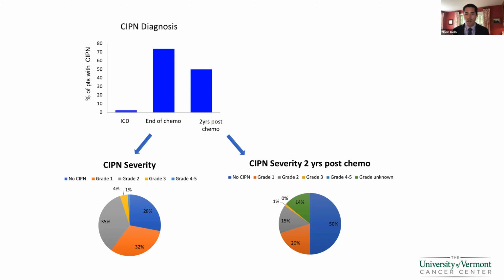And then 2 years out, at least with our data, half of the patients who were treated with chemo didn't have any neuropathy at all. About 20% were back at grade 1, so they had a little bit of sensory findings, but not a lot of symptoms. But it was around 15% who still had a substantial amount of neuropathy. And then from other people, because this was a retrospective study, there just wasn't enough data to say how bad their neuropathy was.